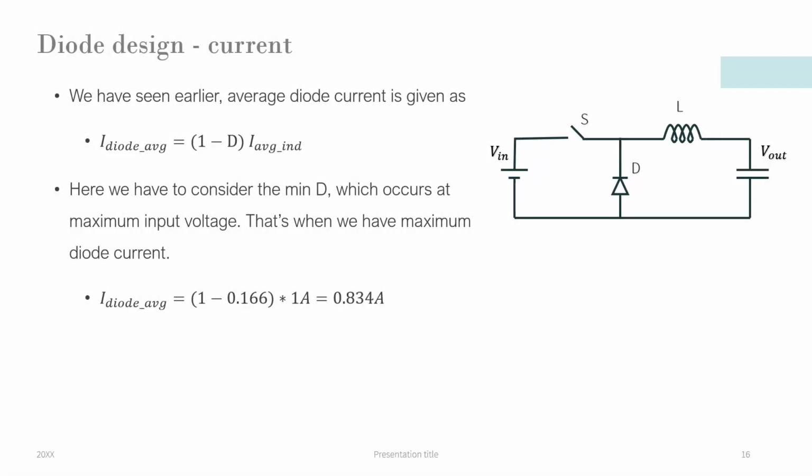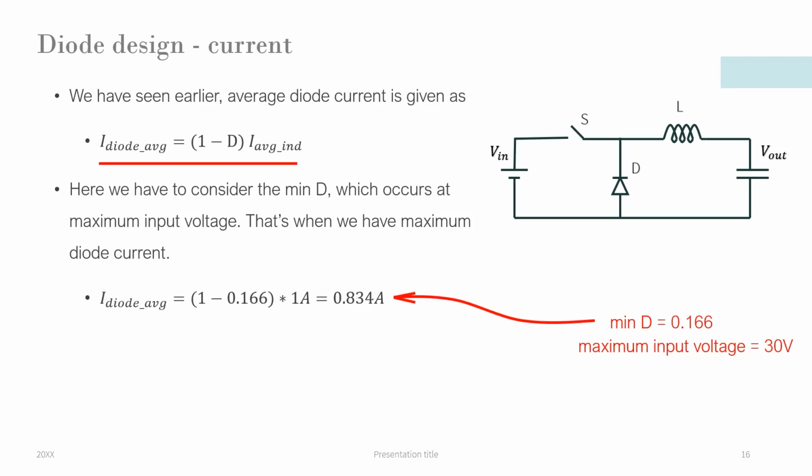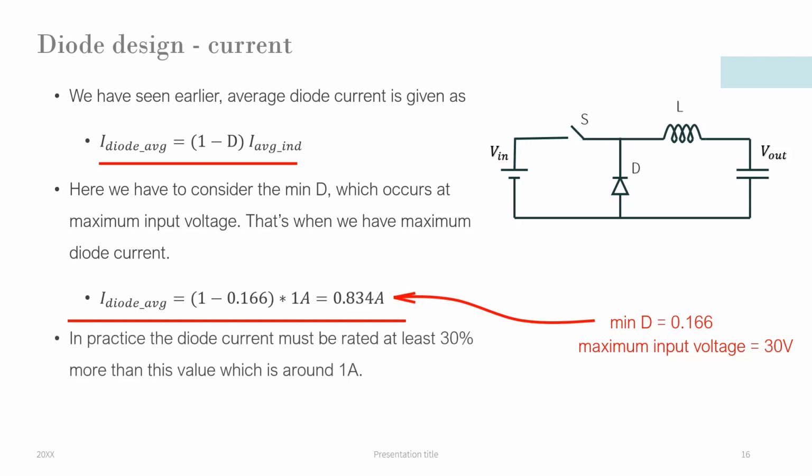The average diode current is given as 1 minus D into inductor average current. We have to consider minimum duty cycle which occurs at maximum input voltage. This is when we have maximum diode current. Let us substitute these values in the diode average current equation. We get 0.834 amps. In practice, diode current must be rated at least 30% more than this value, which is around 1 amps.